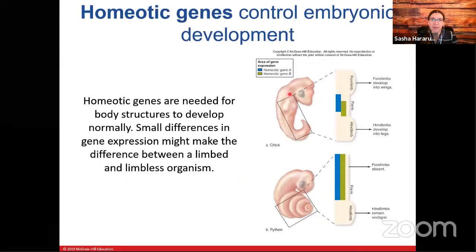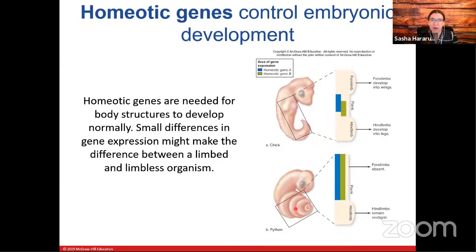Let's say we take the embryo of a chick and the embryo of a python, okay? And let's say we have two kinds of homeotic genes in there: homeotic gene A and homeotic gene B. Homeotic gene A is noted in blue and homeotic gene B is noted in green. So in a chick, some portion of the body of the embryo will have homeotic gene A expressed, and some portion of the body will have homeotic gene B expressed.